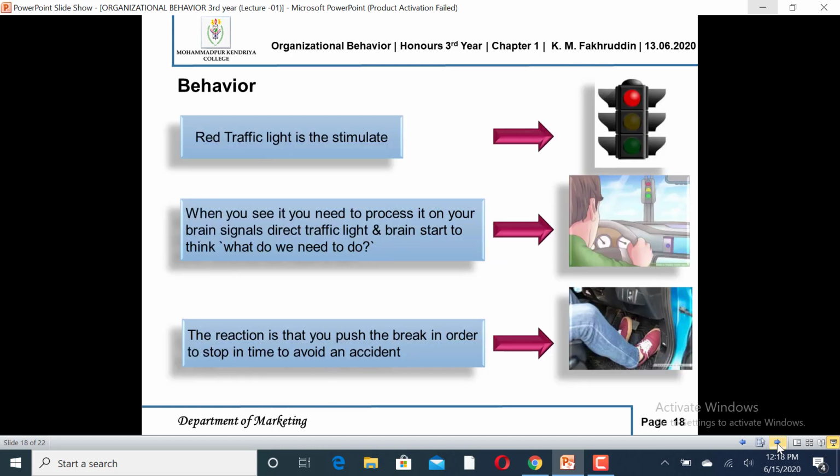Example: red traffic light is the stimulus. When you see it, you need to process it in your brain, signals direct. You see the traffic light, and the brain starts to think what you need to do. The reaction is that you push the brake in order to stop in time to avoid an accident.